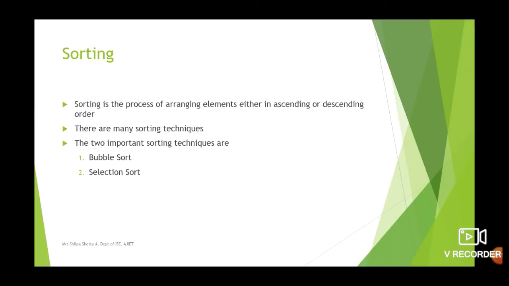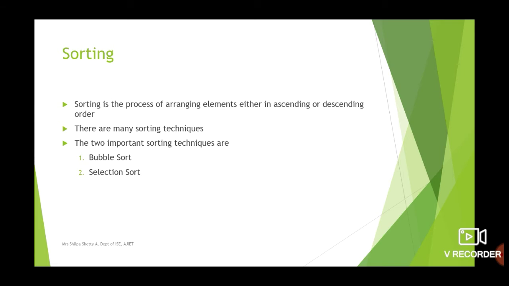In this session, we will be discussing sorting. So what is sorting? Sorting is a process of arranging elements either in ascending order or descending order. That means if you have a collection of elements, that is, if you have an array, the process of sorting the elements in a particular order, either ascending or descending, is called sorting.